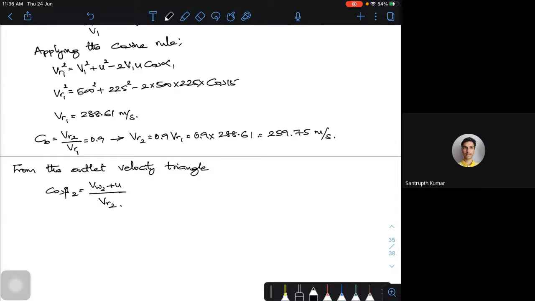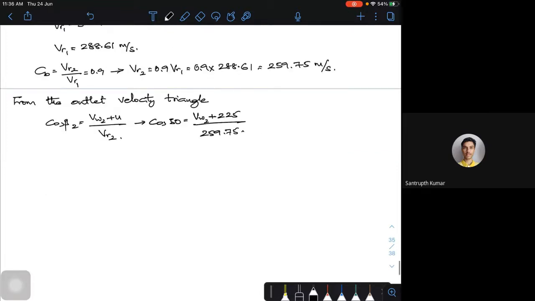So therefore, let's try to substitute it. So cos 30 is equal to VW2, which is the unknown, plus 225 divided by VR2, which we just found is 259.75. Okay, what is my VW2? Please calculate and tell me. 259.72 into cos 30 plus 2 minus 225. Minus 0.05. Yes, minus 0.05.